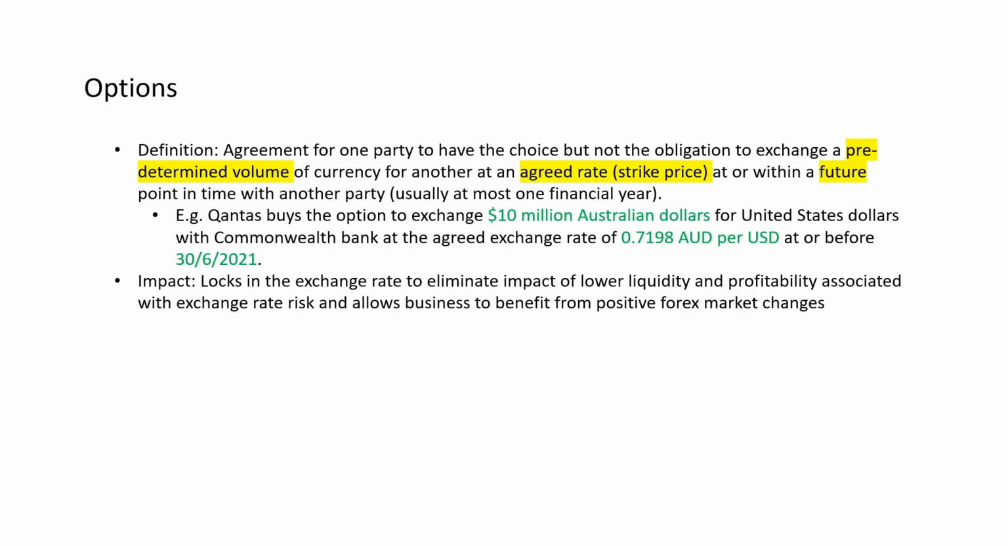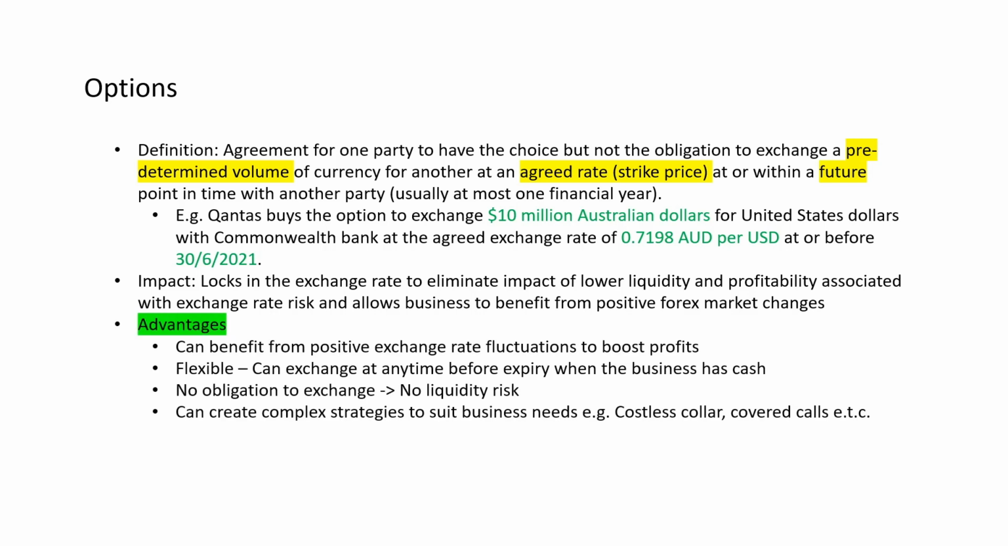Why is that? Well, if Qantas had the option to exchange 10 million Australian dollars on the settlement date, then it can choose not to exchange at the fixed exchange rate of 0.7198 AUD per USD if, let's say, the exchange rate was more favorable for Qantas, right? So with options, you have more choice and you also have more flexibility. There's also more flexibility in that a business can exchange the currencies at any time before the expiry date of the option and when the business has cash.